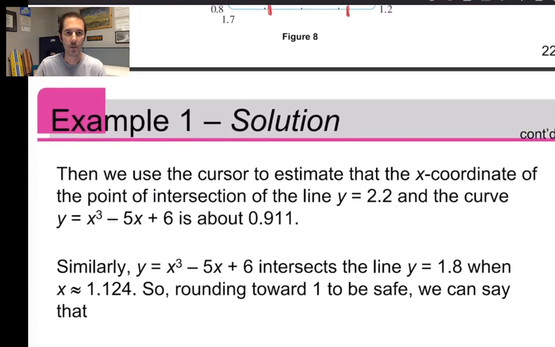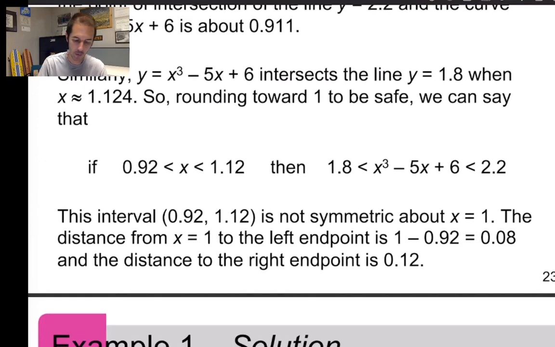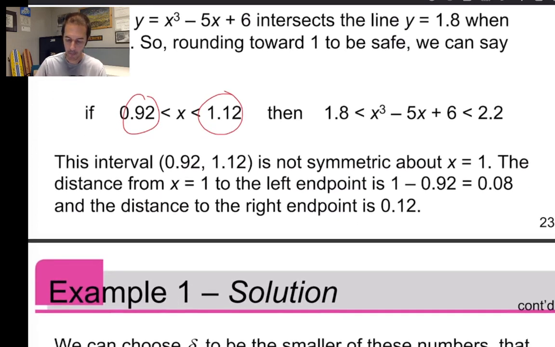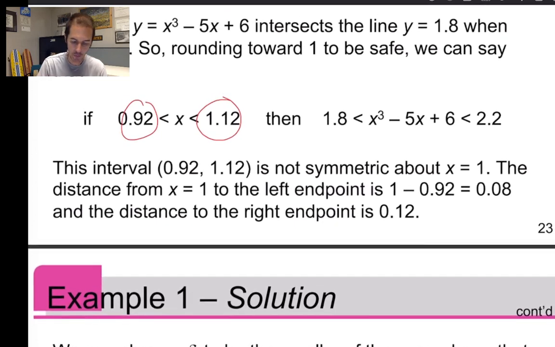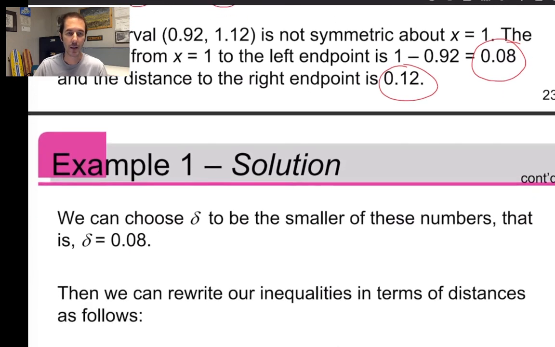Now, of course, this problem is going to give us the corresponding x values. To the left of 1, we had 0.92. To the right of it, we had 1.12. How far are these two numbers away from that ideal lowercase a value of 1? Well, they're 0.08 and 0.12 away from 1. Which of those two numbers do we want to choose to be our delta value? Yet again, we want that to be the lesser of the two numbers. So we're going to select the 0.08 to equal delta.